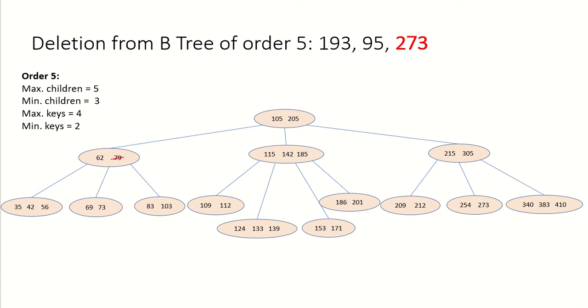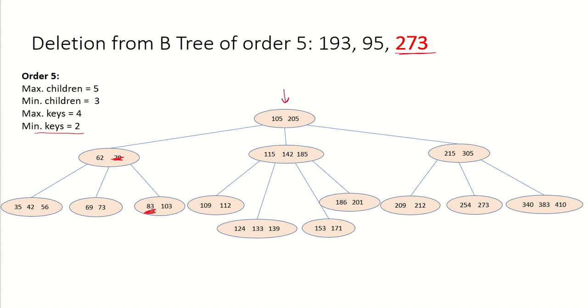So we can see that 79 has come here and 83 has been brought down to the leaf node. Again, each node is having at least the minimum number of keys, which is 2. The next key that is to be deleted is 273.